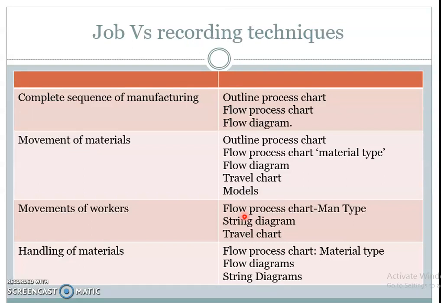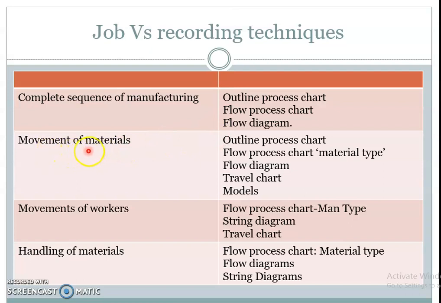Now let us discuss a job versus recording techniques. On the left hand side, a job or an activity is mentioned, and on the right hand side the type of chart required is mentioned. If we want to record the complete sequence of manufacturing, the charts useful are the outline process chart, flow process chart and flow diagrams. In the next course of time, we will discuss these charts one by one with examples.